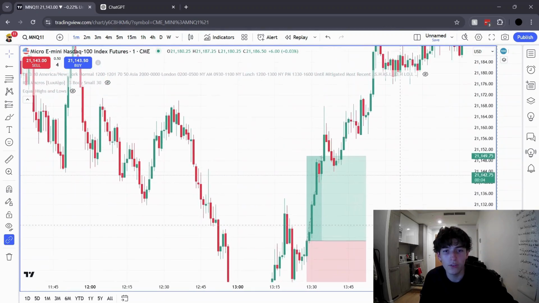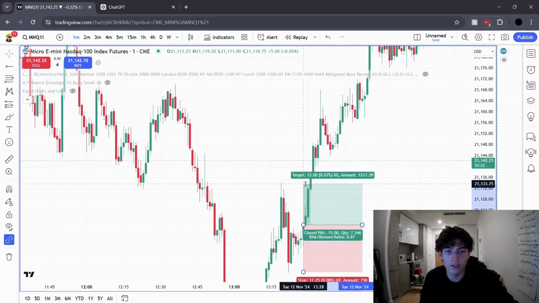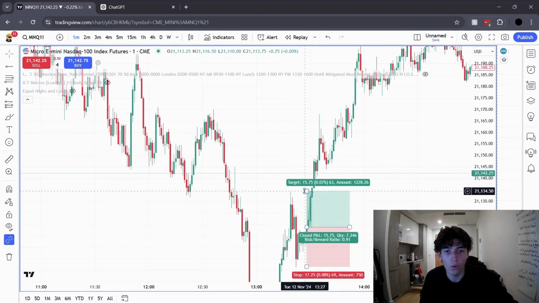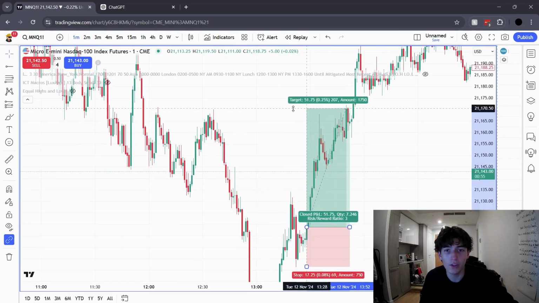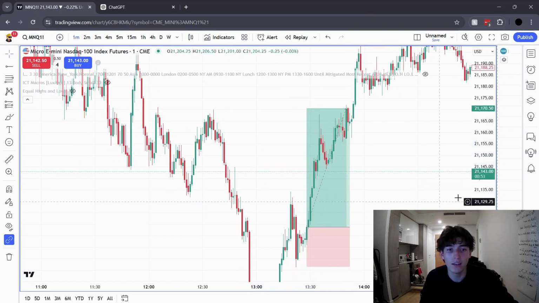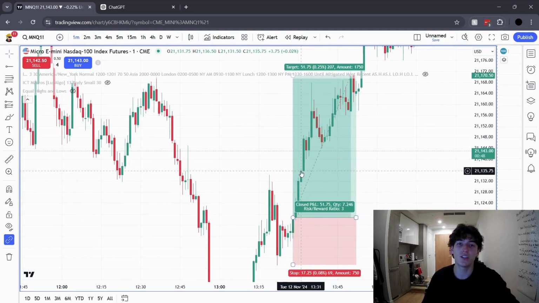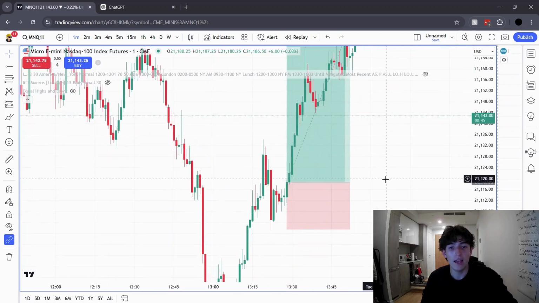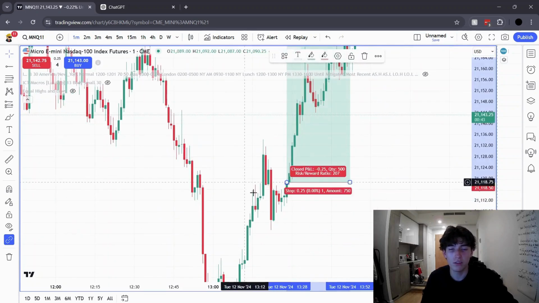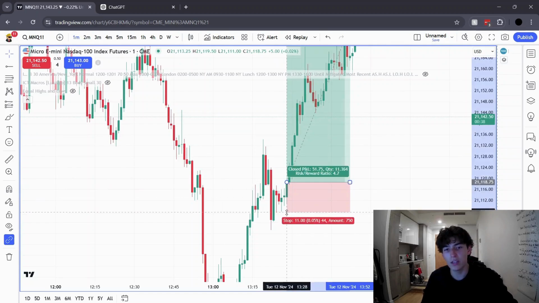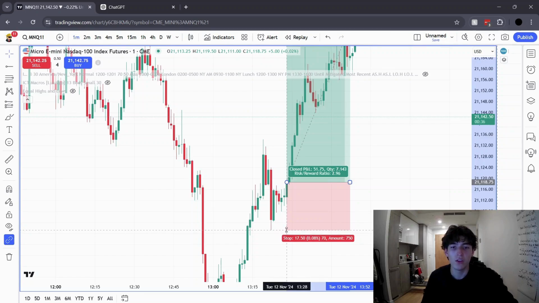Then I could either just target this internal high, or I could use this internal high as a break-even point, where once price reaches that or goes above that, I set my stop loss to 0. So I'm basically risk-free in this trade. And this is something I'm going to go over in another video, because knowing when to go break even and when not to does get confusing.